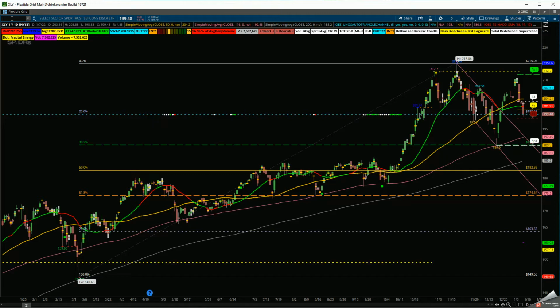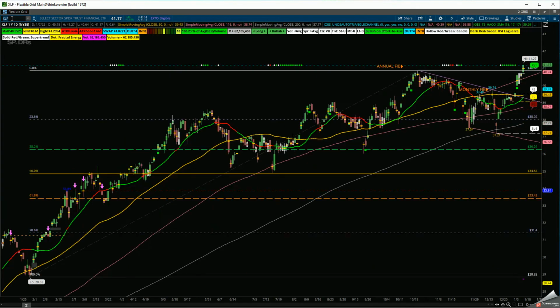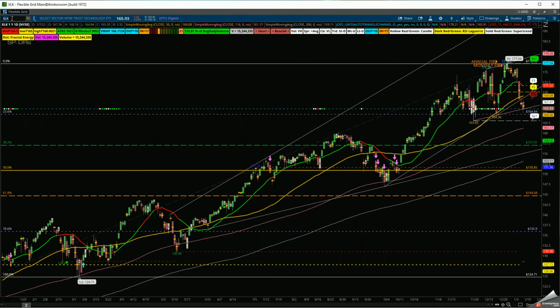We can take a look at XLF, which is the financial sector. We can see that the financials have made an annual high this year and broke last year's November high. So pay attention to the financial sector and the banking sector. Let's take a look at XLK. XLK is a technology sector similar to the NASDAQ 100.